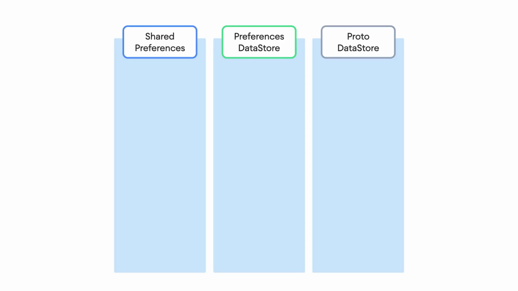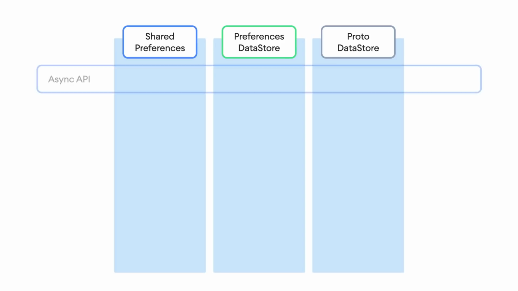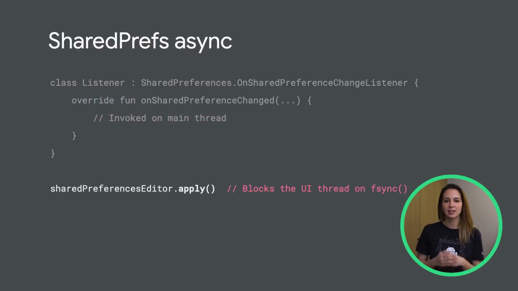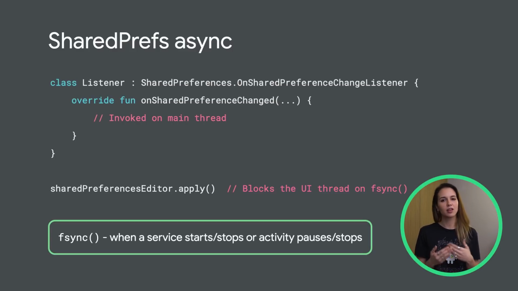With most data storage APIs, you often need to get notified asynchronously when data has been modified. Shared Preferences does offer some async support, but only for getting updates on changed values via its listener. However, this callback is still invoked on the main thread. Similarly, if you wanted to offload your file-saving work to background, you could use Shared Preferences apply, but keep in mind that this will block the UI thread on fsync, potentially causing jank and ANRs. This could happen anytime a service starts or stops, or an activity pauses or stops.